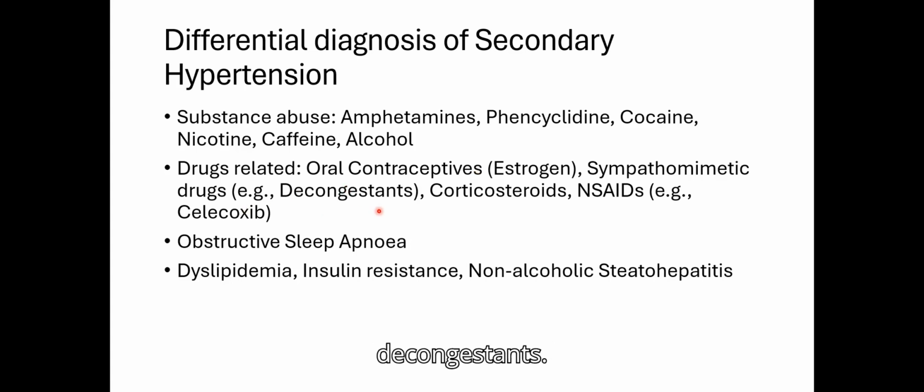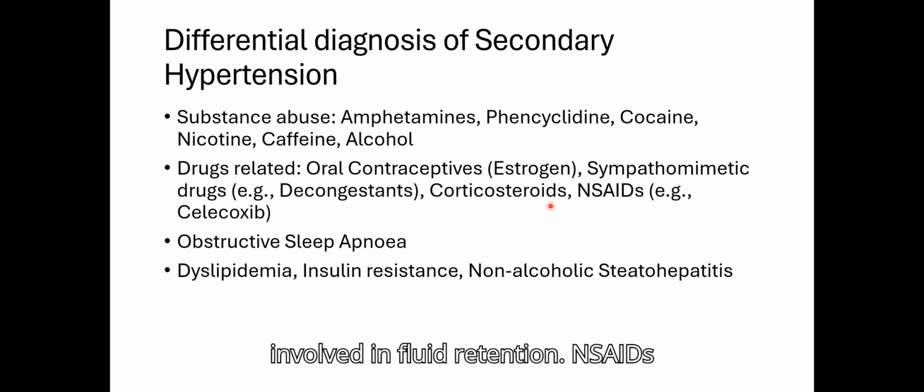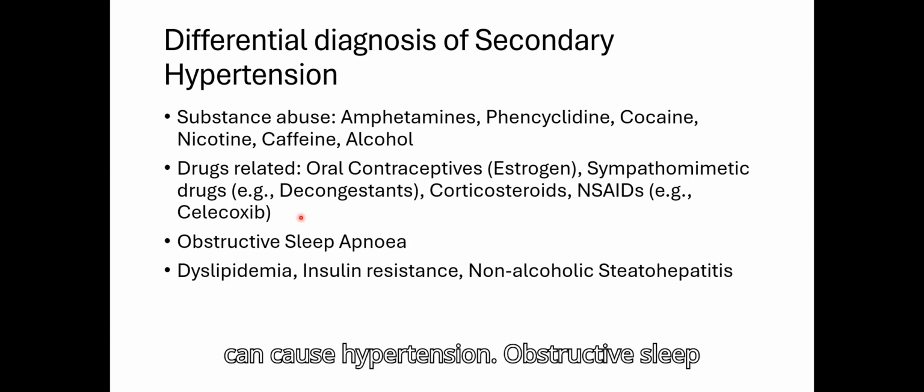Sympathomimetic drugs, for example, decongestants. Corticosteroids. Corticosteroids have mineralocorticoid activity. They are involved in fluid retention. NSAIDs, for example, celecoxib. NSAIDs are associated with fluid retention, so they can cause hypertension.